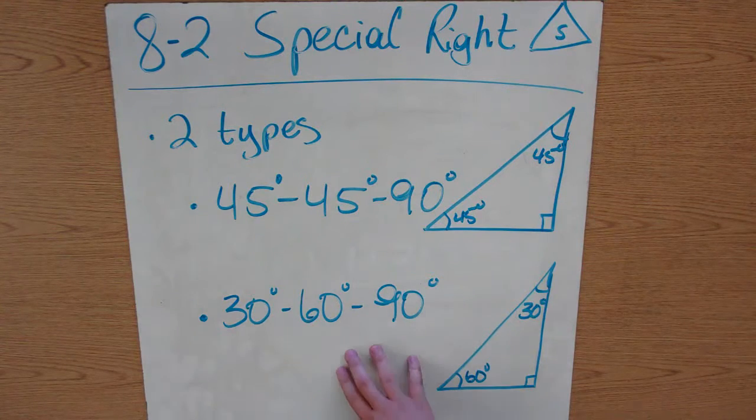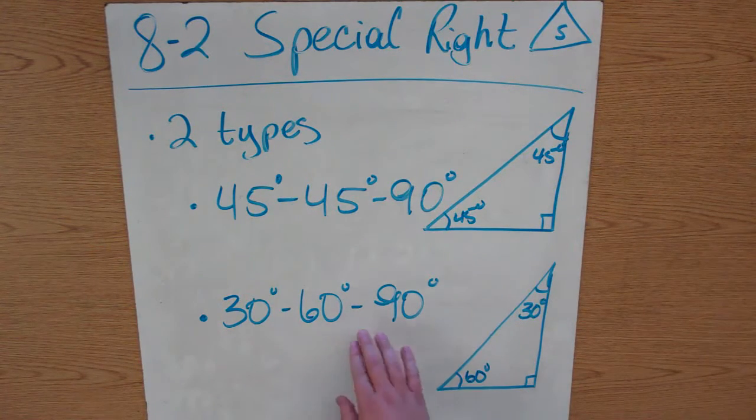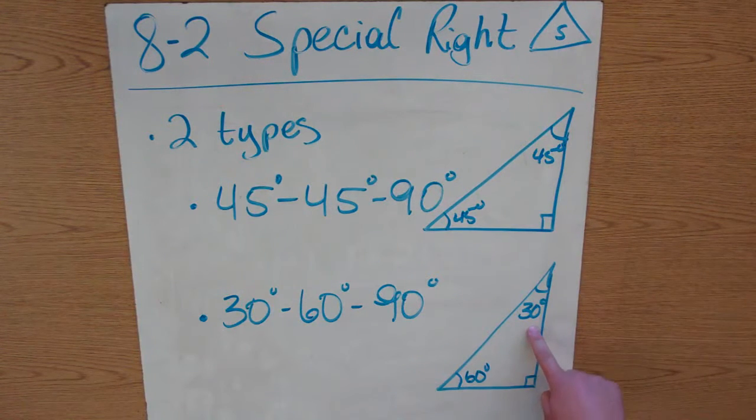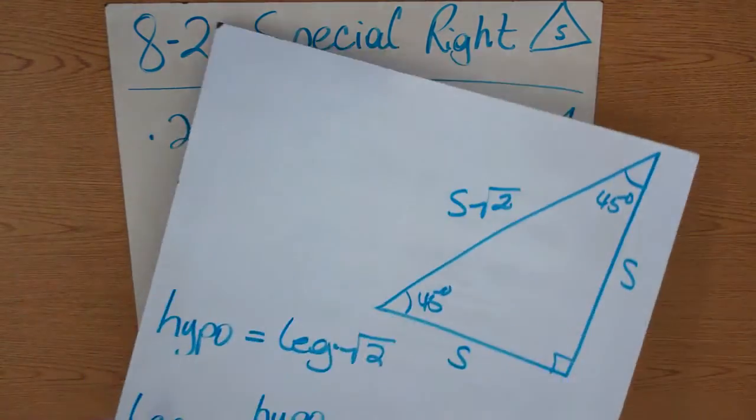Your second type is your 30-60-90 triangle. It looks like this. You have a right triangle, one of the angles is 30, one of the angles is 60 degrees. Now, you might ask, what's so special about these that they have their own section in the book? Well, here's what's special about them.